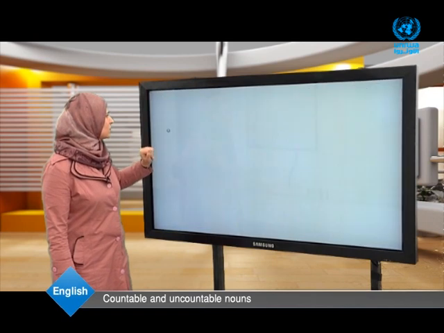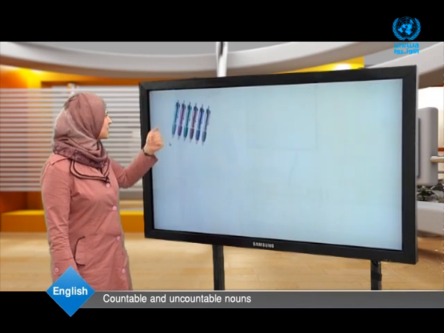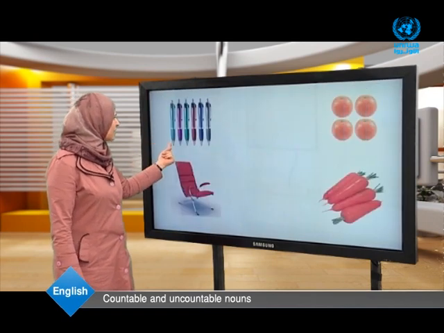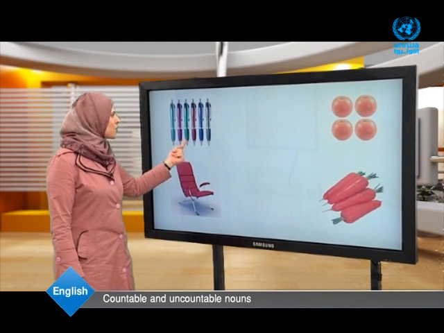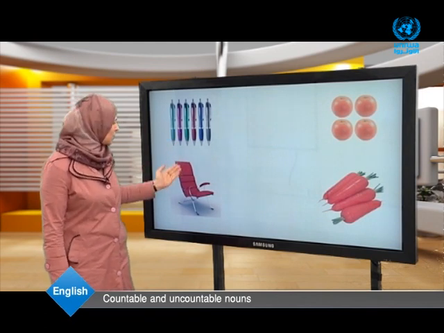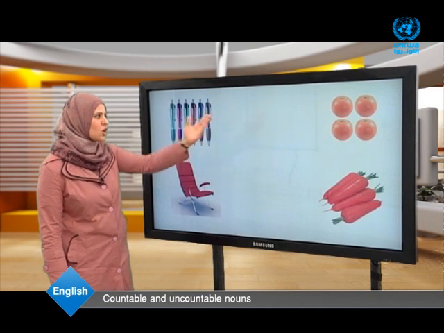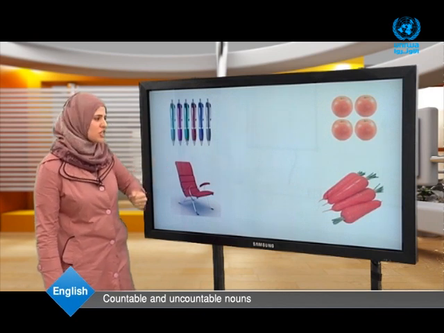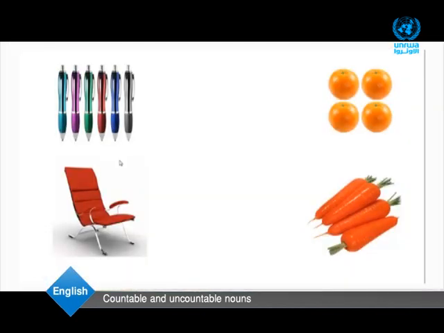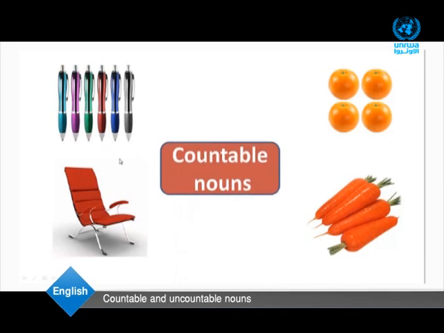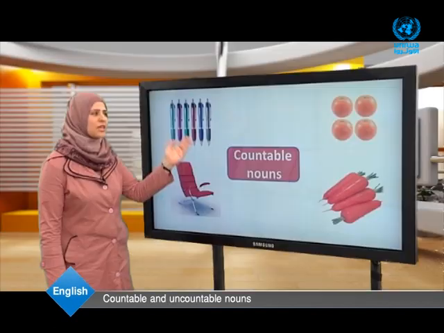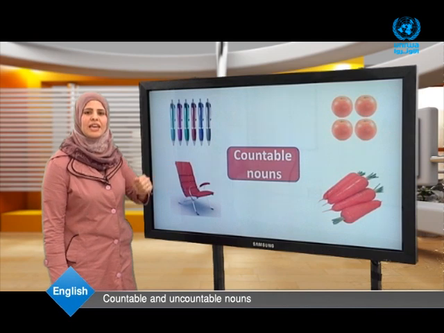Let's go on. Look, dear students, here we have some pens. Let's count them. One pen, two pens, three, four, five, and six. Here we have a chair, one chair, while here we have four oranges and four carrots. So dear students, these nouns are countable nouns. Countable nouns because we can count them.